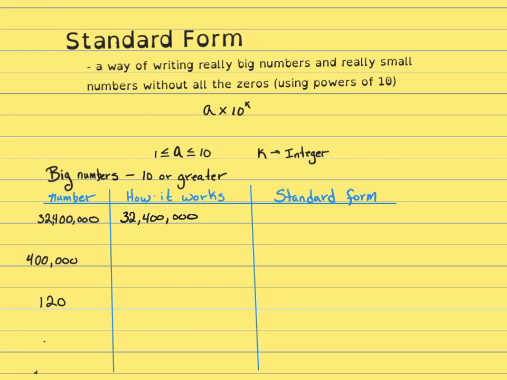Now, the goal is to get the number out in front to be greater than 1 but less than 10. So if I'm looking at this number here, if I put the decimal behind all of the numbers, then I'm going to have 324, which is going to be bigger than 10 for sure. If I put it here, then I'm going to have 32. If I put it here, I'll have 3.24, which is less than 10. So here's where I want to put my decimal.